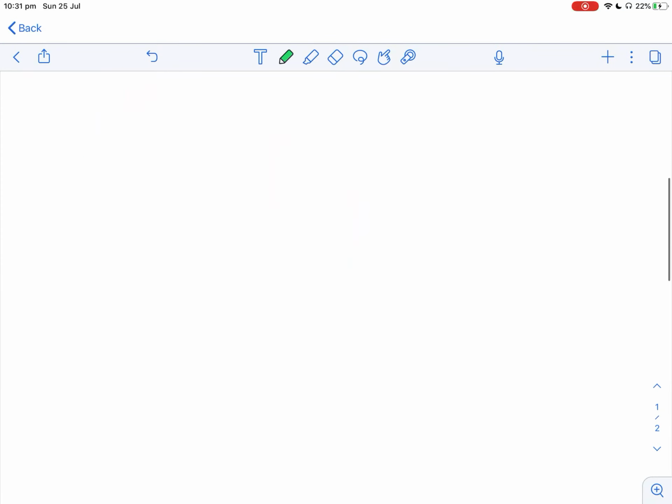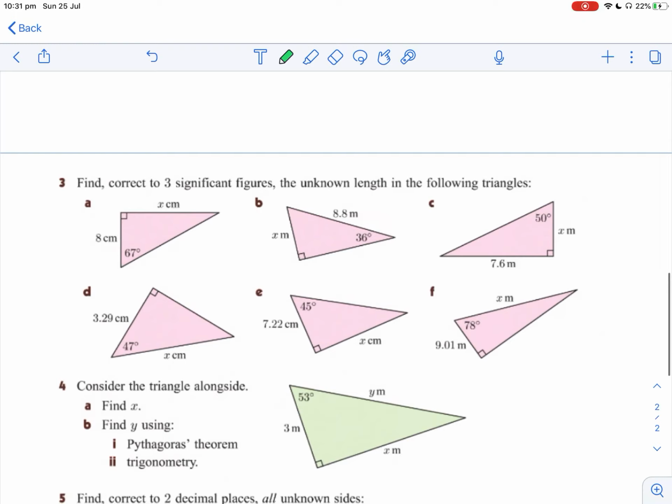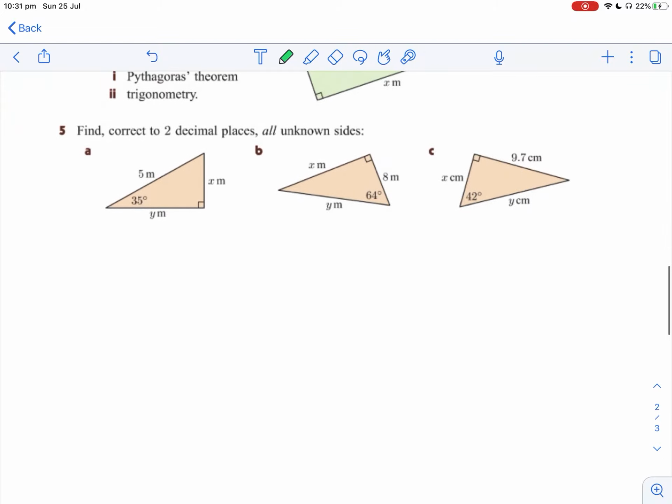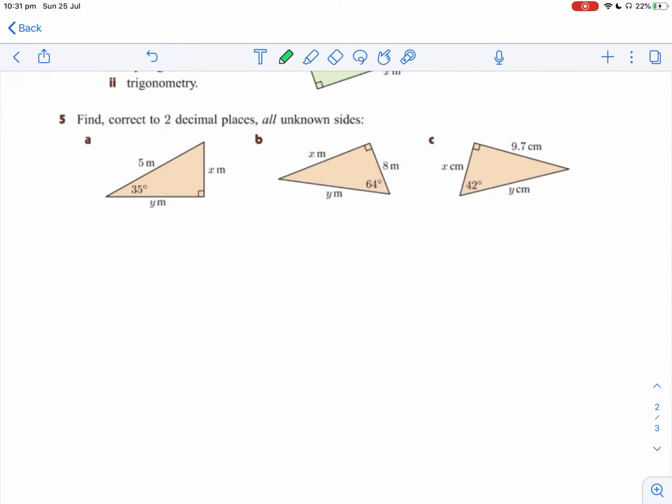I'd like you now to have a go at doing question D, E, and F from question 3 and question 4, which is very similar. Then I want you to go and have a look at question 5. So I'll go through 5A and then you can do B and C.